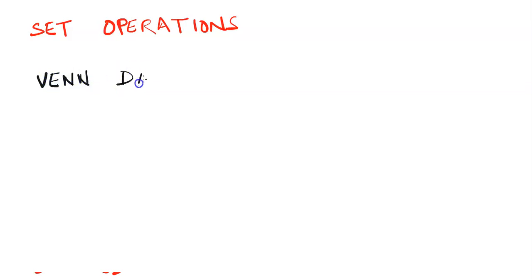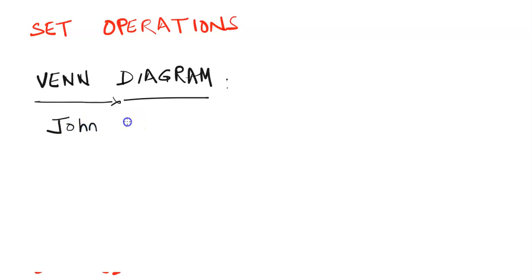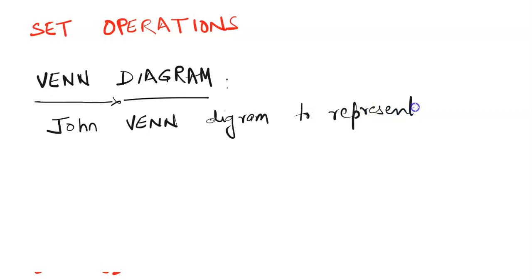Venn diagram. It was first shown by John Venn, and it is the diagrammatic way to represent sets. So, a diagram to represent sets.